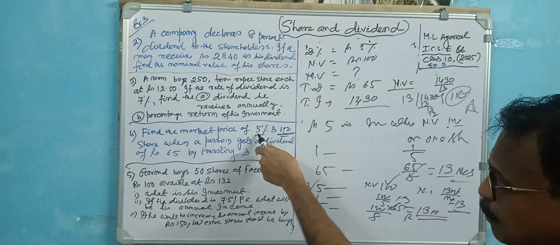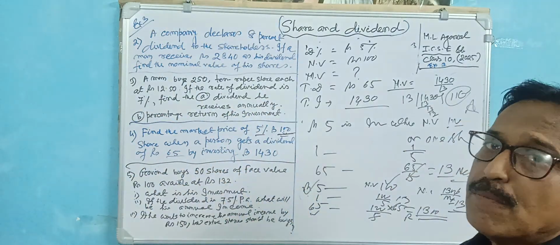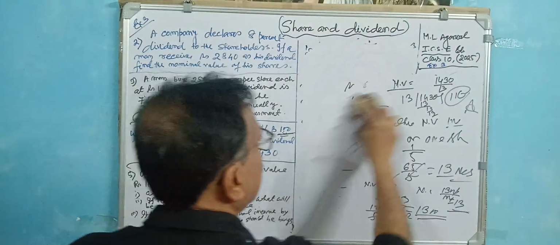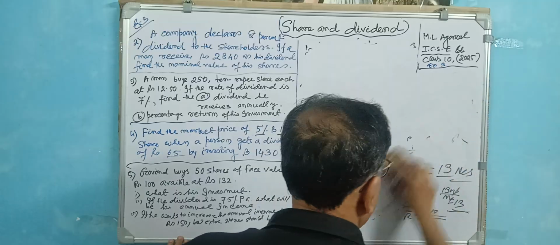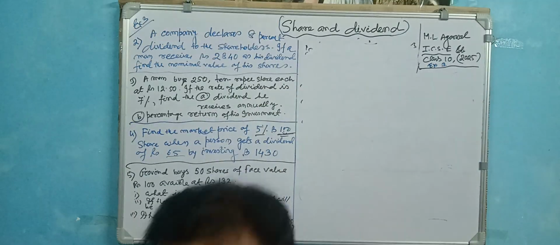You get rupees 5 for one share, you get 65, how many shares? 65 by 5, okay, clear, 13 number of shares. So if you just get 13 number of shares divided by total investment, you get the market value, okay, clear to you. Now the next and the last sum for today, clear.